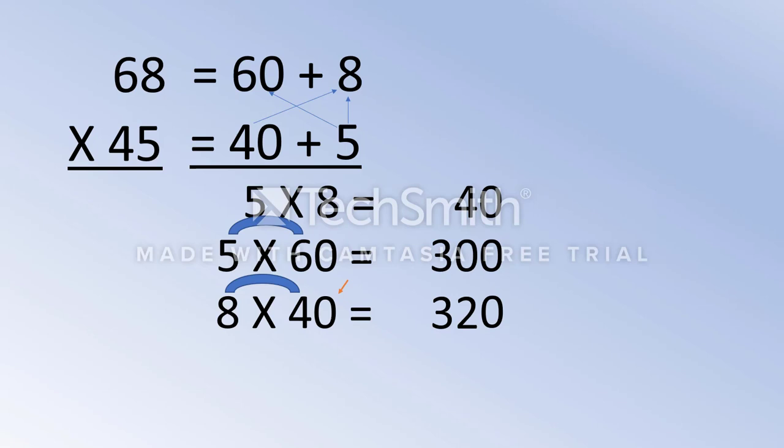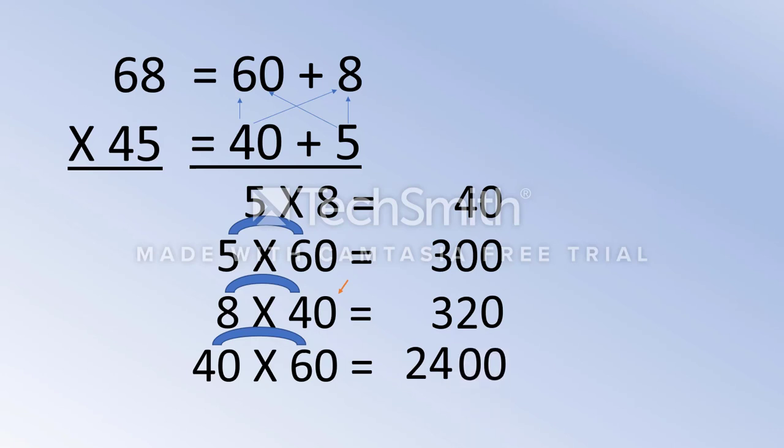The fourth part of this problem would be 40 times 60. We multiply 40 times 60. What we do is we take the 4 times the 6, and we get 24. How many zeros are in the problem? Right, 2. So that means 40 times 60 is 2,400. So we have 40, 300, 320, and 2,400 as our individual multiplied parts.